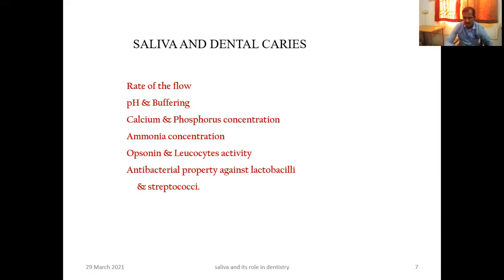These two bacteria are the most common bacteria that create dental caries: the Streptococcus mutans and your lactobacilli.